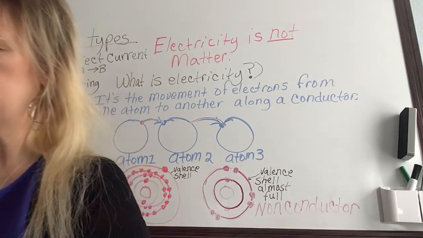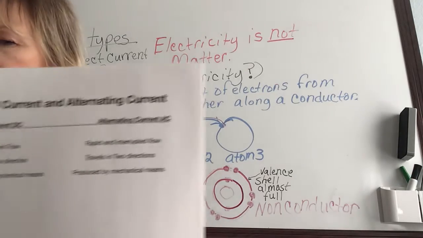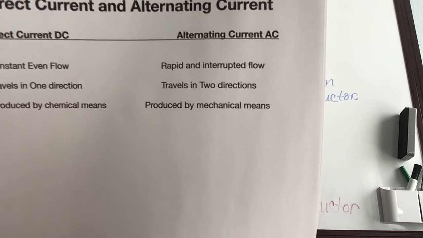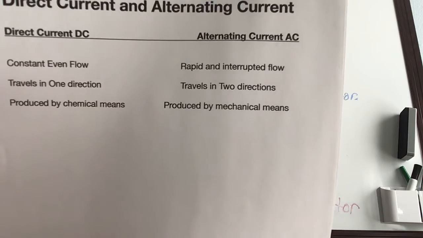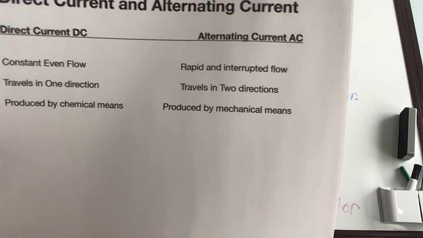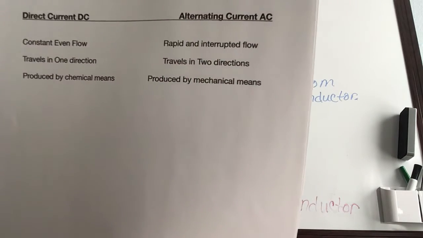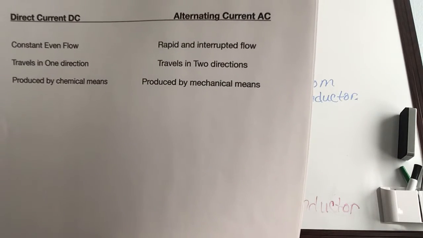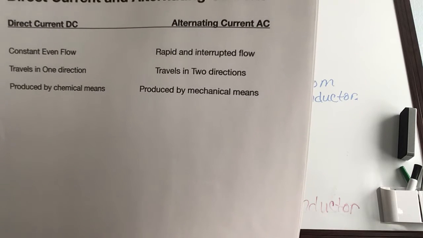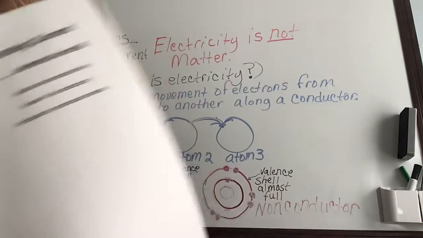So we're going to take a look at the difference between direct current and alternating current. Here we can see direct current, and direct current is the constant, even flow, and it travels in one direction, and it is produced by chemical means. Well, let's look at alternating current. Alternating current is the rapid and interrupted flow. It does travel in two directions, and it is produced by mechanical means.